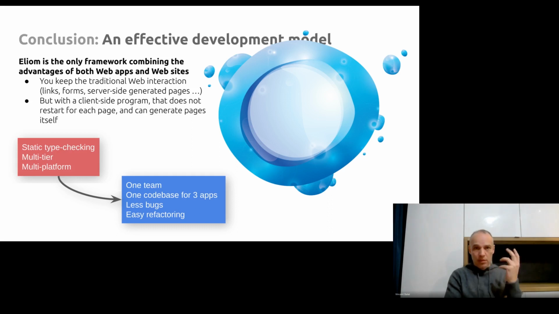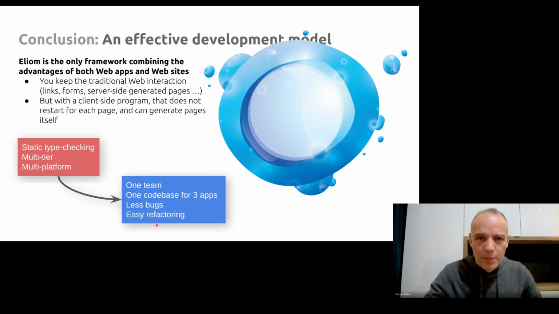With Eliom, you need a smaller team with more focused developers and less redundancy. You have only one code base to maintain, and type checking helps to have much fewer bugs and easier refactoring.